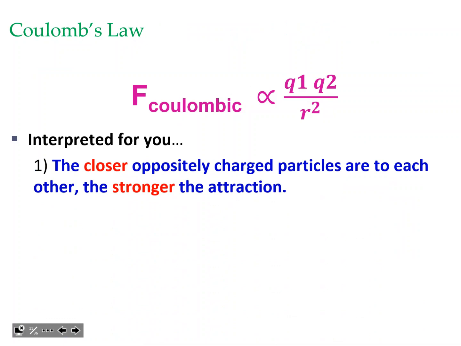All right, Coulomb's law. You thought you were done with it? No, it keeps coming back. Coulomb's law: the closer oppositely charged particles are to one another, the stronger the force of attraction, of course. That refers to the r squared on the bottom, which is kind of the distance factor.